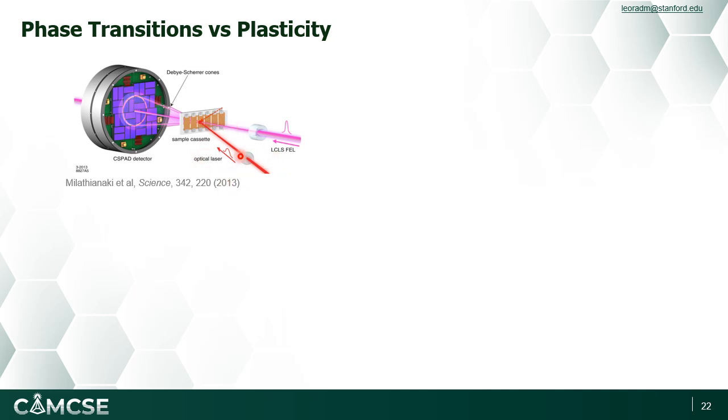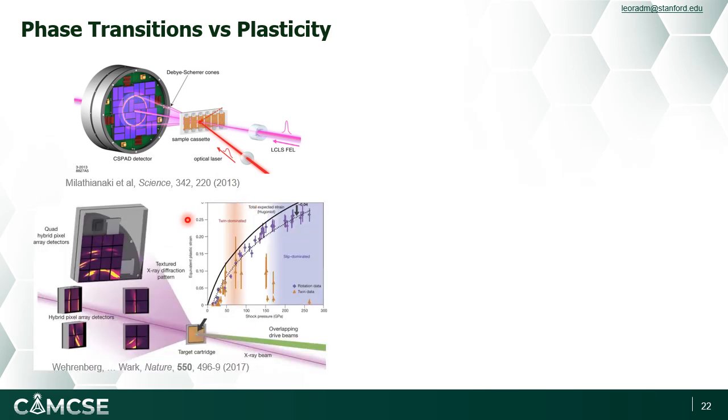So these types of experiments first started at the LCLS, the free electron laser, in 2013, although they were done at the synchrotron before that, with lower brightness and therefore a little bit less time resolution. This has started to really change the way that we understand how materials fail during shock compression.